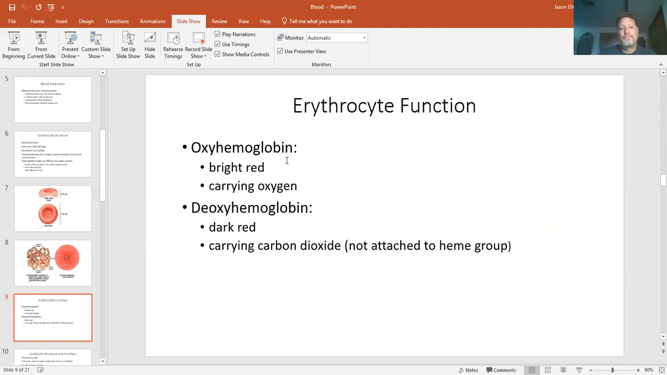Again, what's it do? It's carrying oxygen. And if it is bright red, it's got lots of oxygen in it. Iron and oxygen make rust, which gives you the red color. Now, if it's a darker red, not real bright, then that means it's carrying carbon dioxide, and again, not attached to the heme. If it's dark red, it is carrying carbon dioxide, not oxygen. But it will be carrying one or the other.